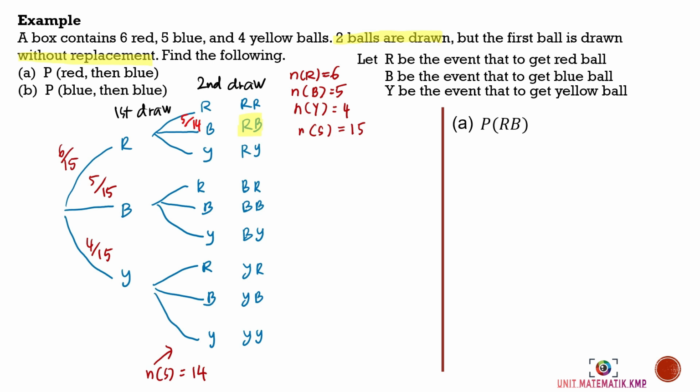So for the probability, we just multiply the values. So 6 over 15 times 5 over 14. We multiply the first with the second, the value for each branch. Then we will get 1 over 7. How about B? We want to find blue, both are blue.